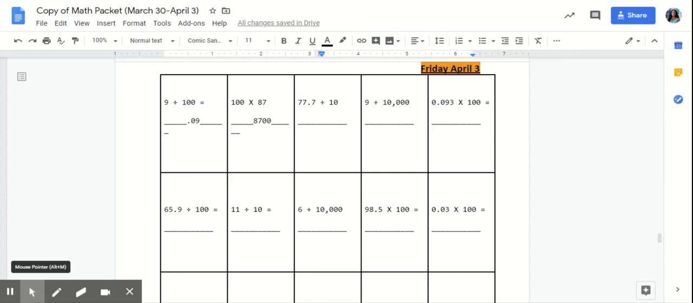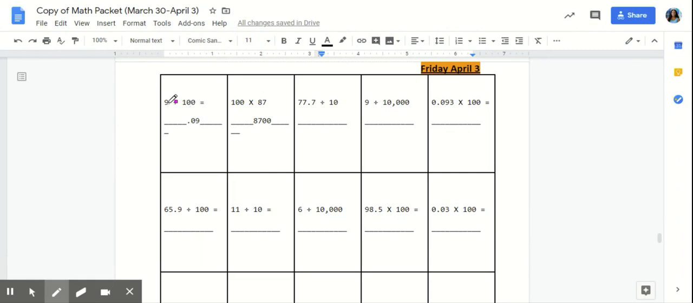Let's get into some math review for today. Make sure you have a pencil and a paper and your work in front of you. Your work should have already been done before you start the video. So quickly, we're going to review some multiplying and dividing by powers of 10.